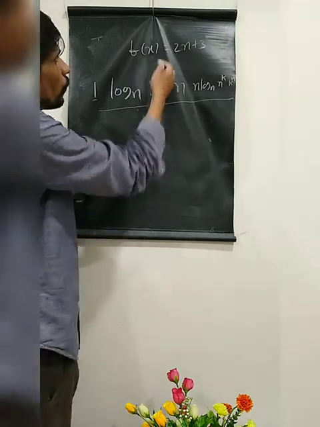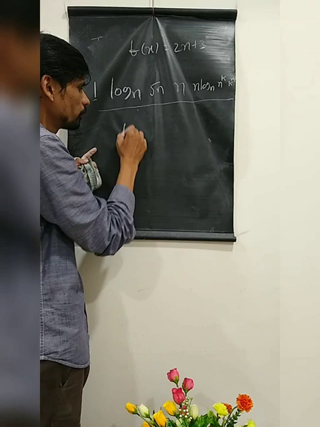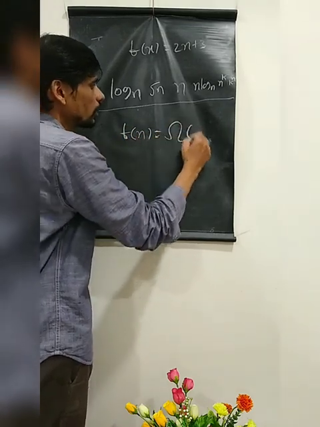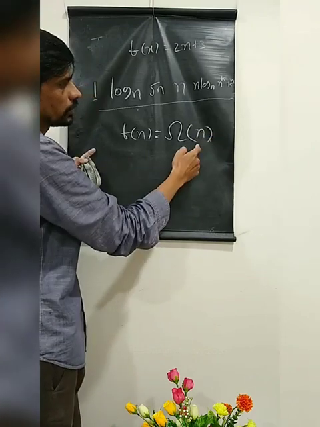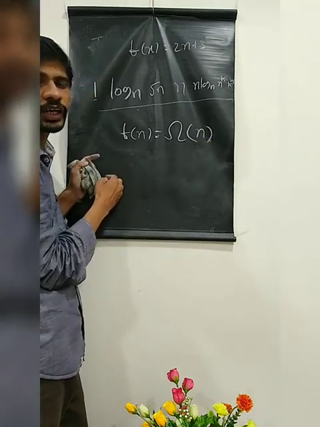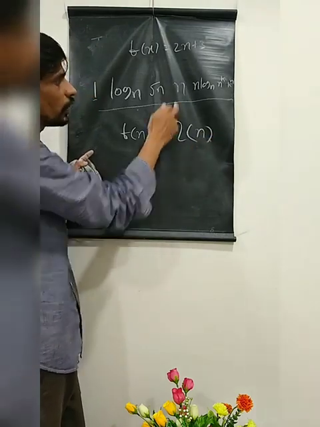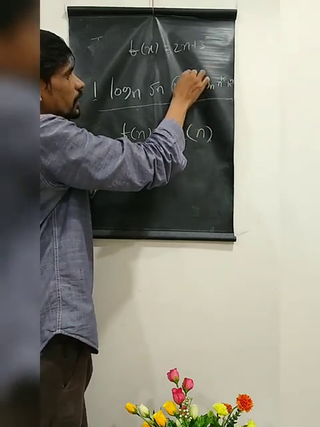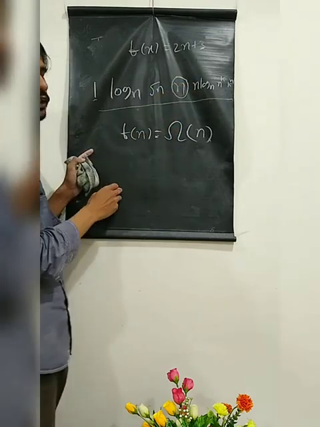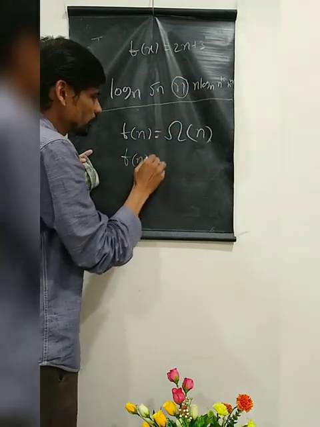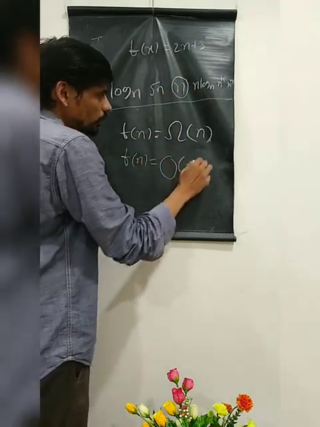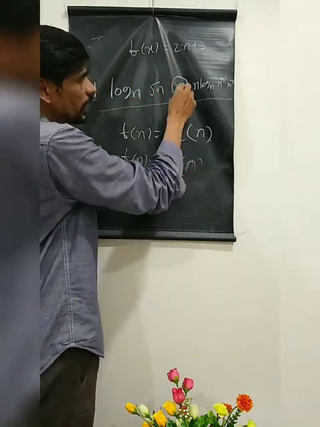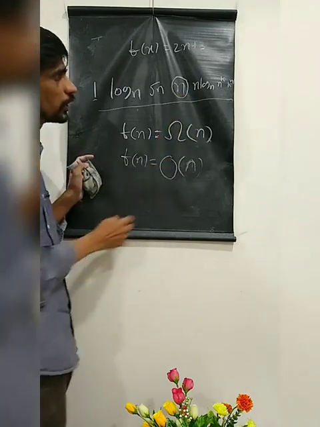So now for this function, what is my big omega? Big omega of n, right? This is what we found. What is the place of this? Here it is. And for this function, what is my big O? Big O also n, right? Same place.